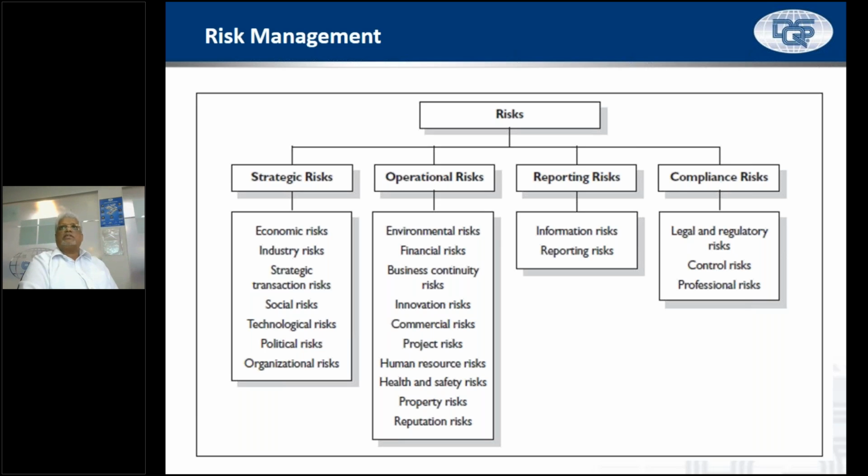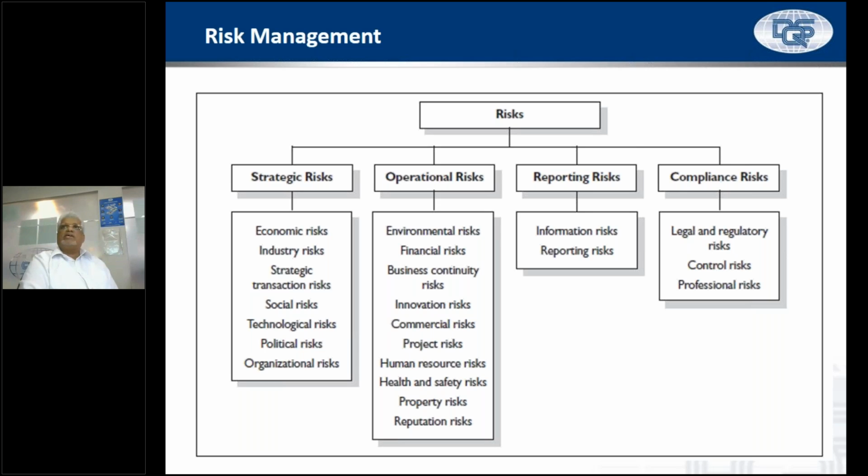Then reporting risk. Information risk and reporting risk. Many times risks are not reported. People do not have, A, the clarity, B, the involvement in terms of reporting a risk. Information about risk is not clear. The reporting mechanism is not there, or it is not clear, or it is not known. So the risks are not reported.